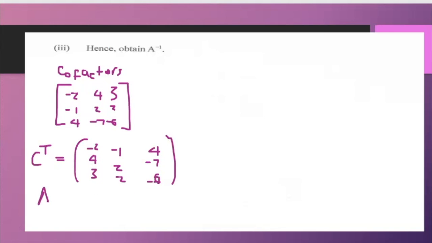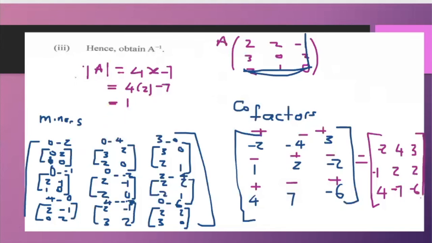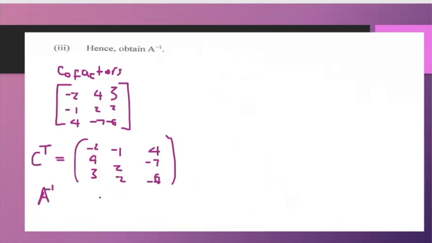So to find the inverse, it's 1 over the determinant times the transpose. So the determinant is 1. So that's why I'll have a 1 over 1. But having 1 over 1 times the cofactor being transposed, this is the inverse. However, 1 over 1 is the same thing as 1. So I can just remove that and then that will be the inverse.